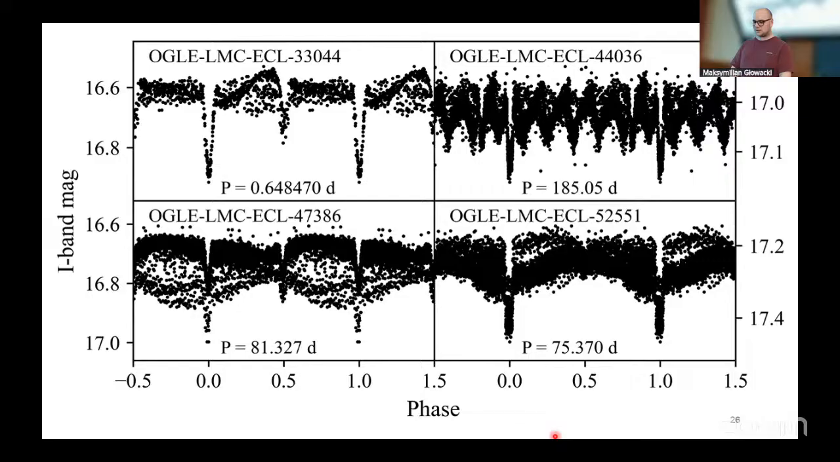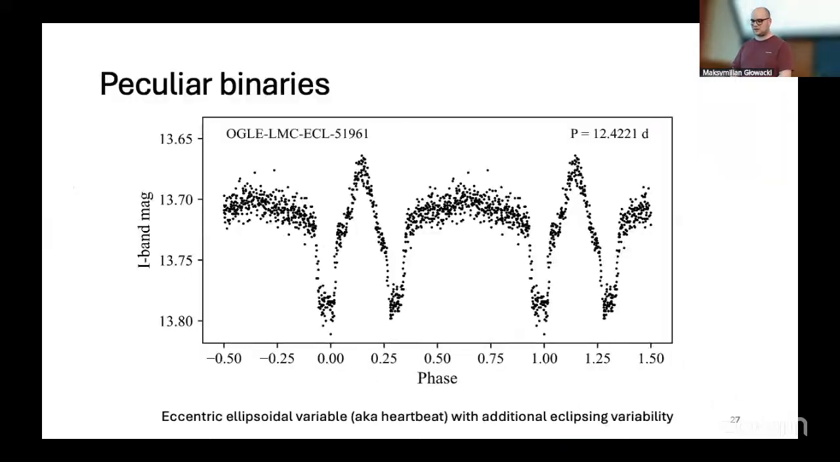We have also some not classified peculiar binaries, such as this one. This is an interesting example of an eccentric ellipsoidal variable, a so-called heartbeat. However, it's not a classic heartbeat because it shows additional eclipsing variability. In heartbeat stars, we have some characteristic pulses. However, in this case, on top of the pulse, we see 2 eclipses, which are not typically found in such cases. That's why this object is unusual.